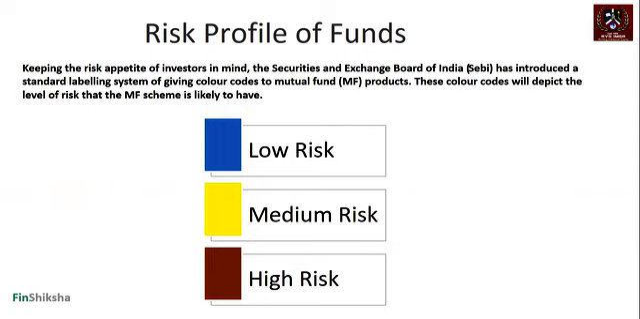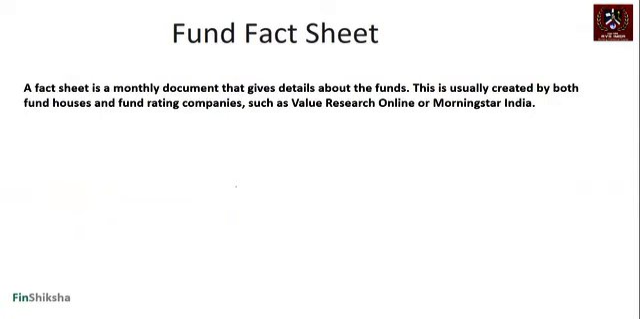Now we turn our attention to something called a fund fact sheet, right? This is one of the most important documents that you will find when you're looking at funds. A fact sheet is a monthly document that gives details about funds. This is usually given by the fund houses, who do it on a monthly basis, and by fund rating companies like Value Research Online or Morningstar India. Morningstar is a global fund rating agency, and if you go to Morningstar's website, you will find these fund fact sheets and comparison of funds and rating of funds and so on and so forth.